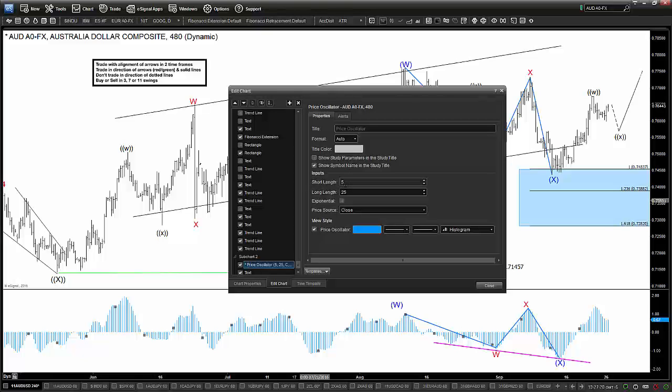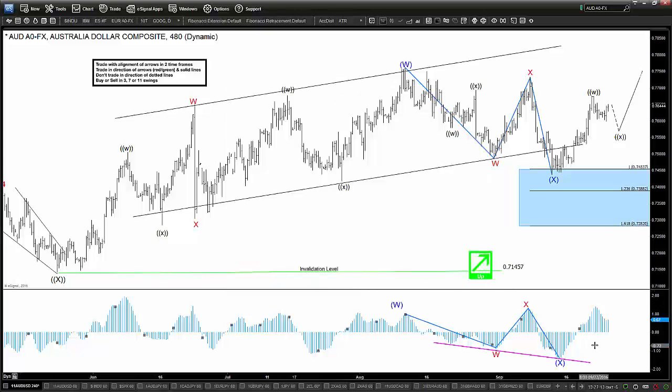The short length, or the SMA that it's using as its short determinant, is a 5-period SMA, and the long length SMA is a 25-period, and we're using the price close. I'm using a histogram viewing style so that you can see when price goes in a relatively positive momentum, we pop above the zero line on the histogram, and when price goes down, we head below.